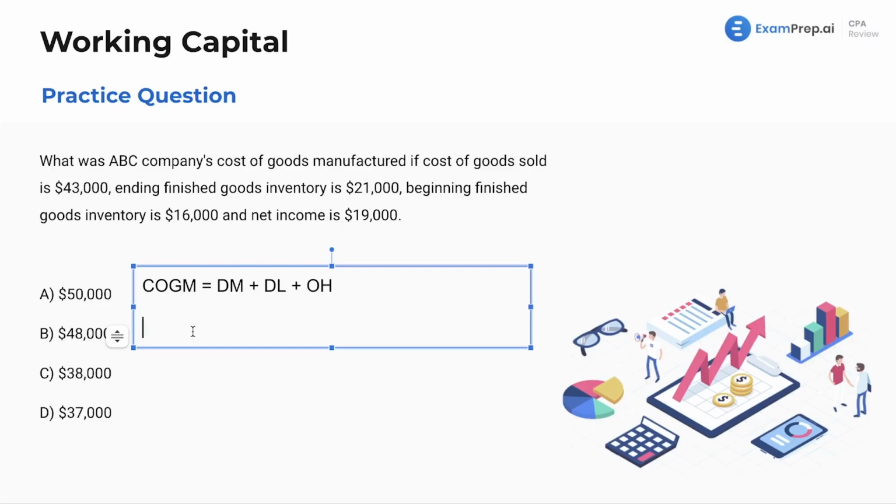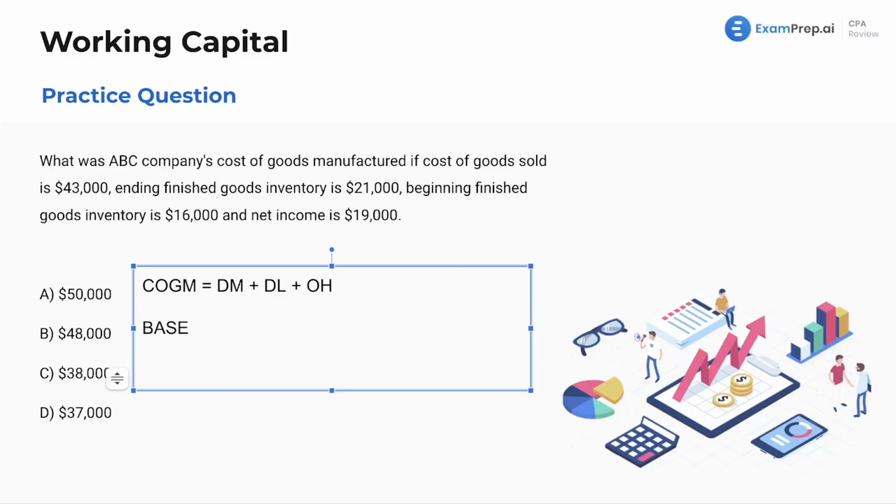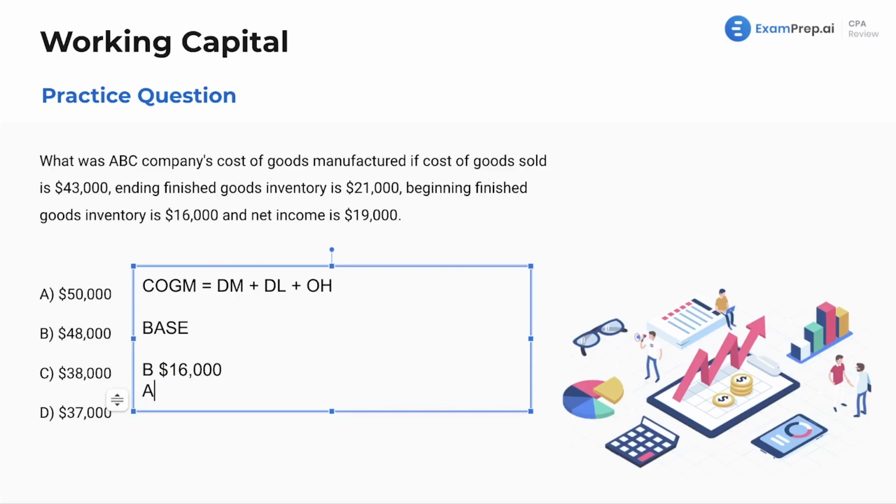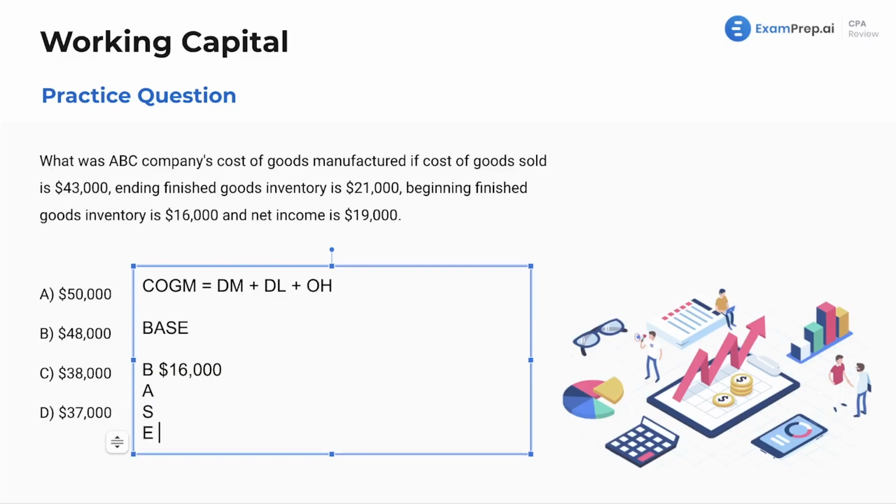We also know cost of goods manufactured's relationship with our cost of goods sold. And what would that be? We can use a base formula here, actually, because we have beginning finished goods inventory. We have an ending finished goods inventory, right? So beginning finished goods inventory is 16,000. We've got a BASE, a B, an A, an S, and an E. We've got ending is 21,000.